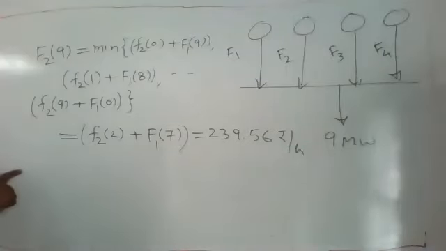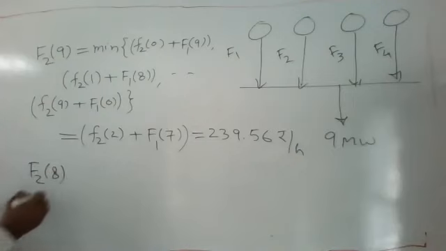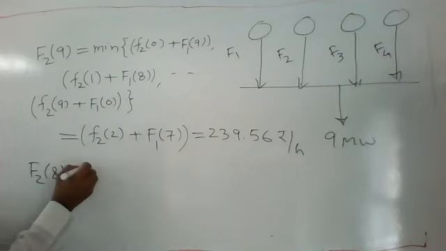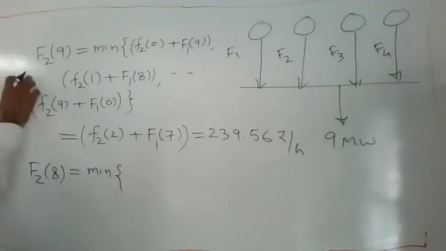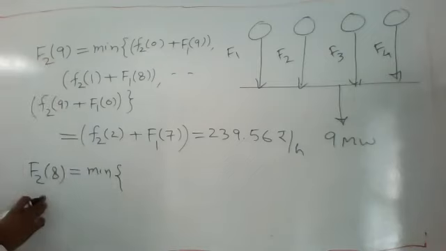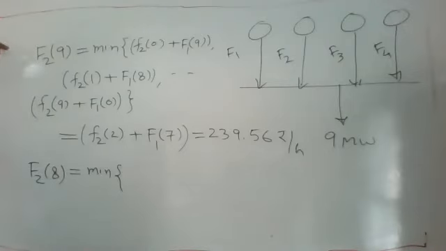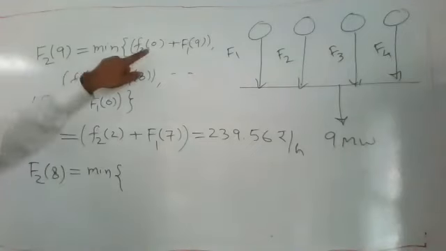Similarly, you have to process this for other generating units. You have to compute for F2, this is F1, similarly F2 8. So you have to minimize other units. This is F2 9. Similarly F2 8. How do I get F2 8? Same way. This is 9, then this is F2 8 1 7.